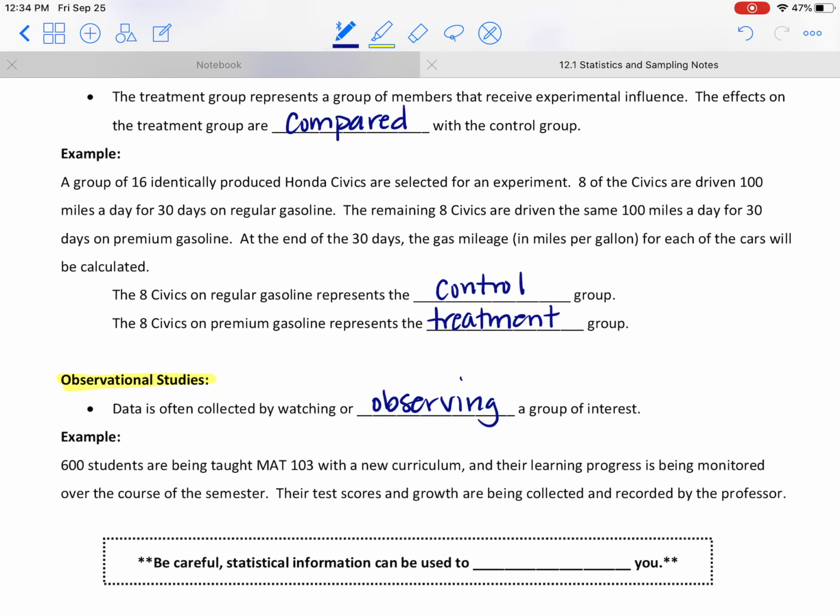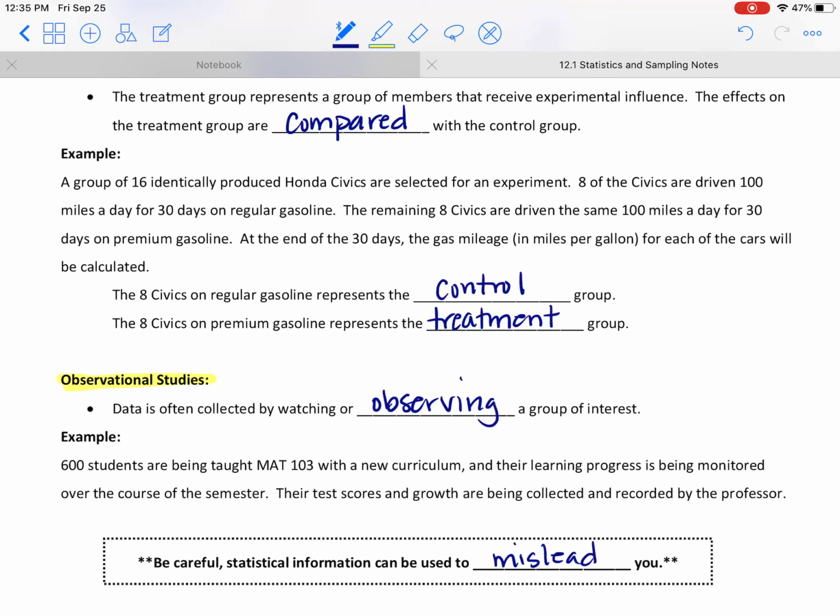Okay? Now again, we have to be careful, because no matter which way the statistical information is gathered, it could be organized in such a way, and then predictions and inferences and generalizations can be made in such a way that you're misled. So we have to be careful because statistical information can be used to mislead you. And we're going to talk more in this module about once the data is collected, how can we organize it, and how can we crunch the numbers, and then how do we make some predictions.